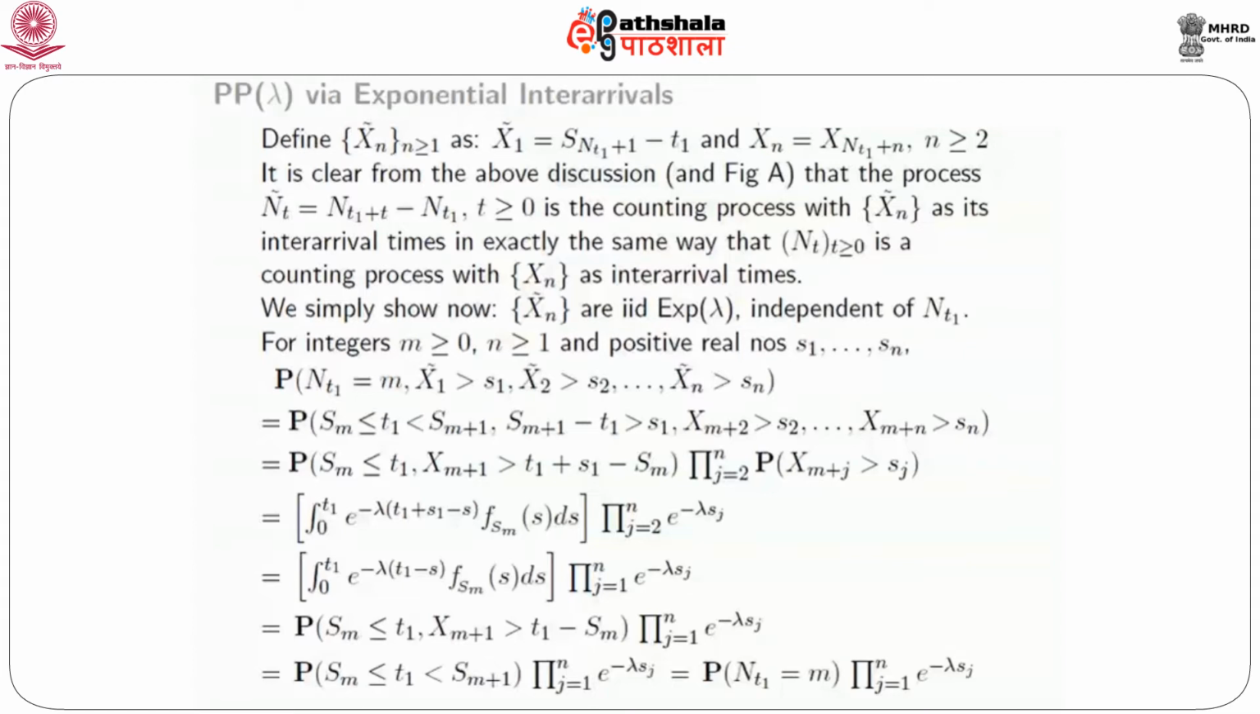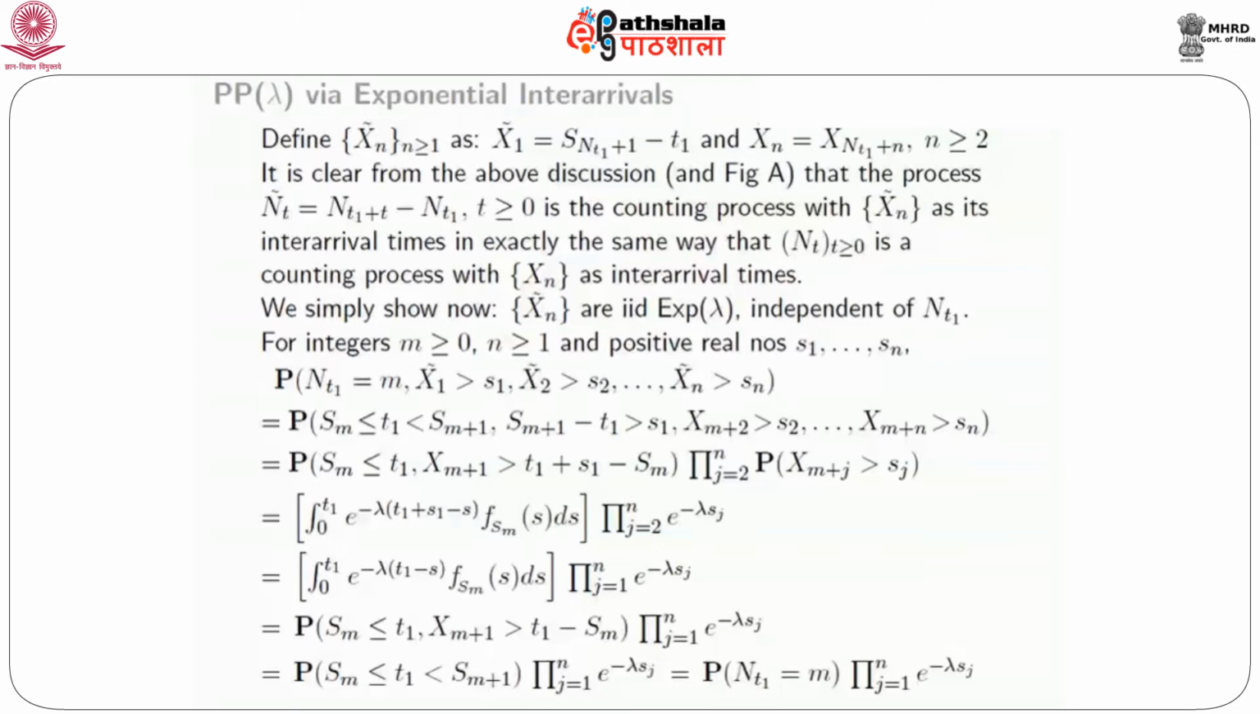So that's what gives me this. There is a product of n factors. These factors are e to the minus lambda S1, e to the minus lambda S2, e to the minus lambda Sn, and then there is an integral from 0 to t1 of e to the minus lambda (t1 minus s) f_Sm(s) ds.